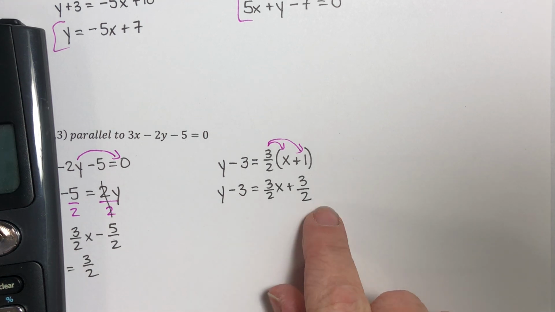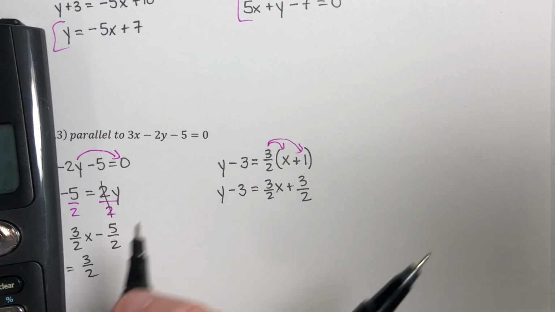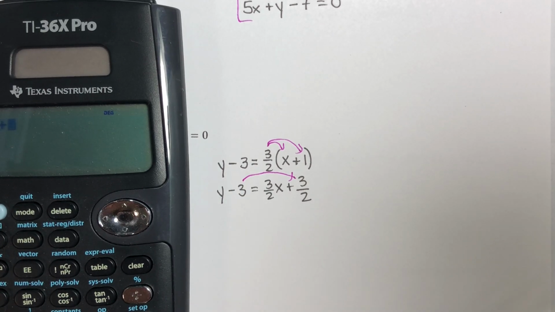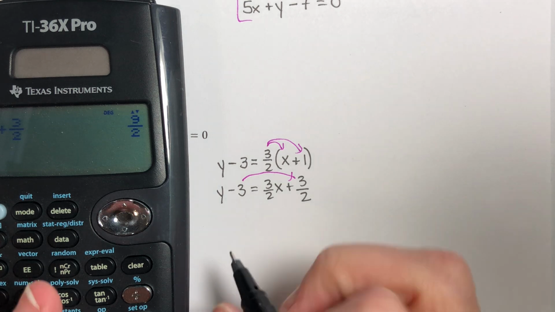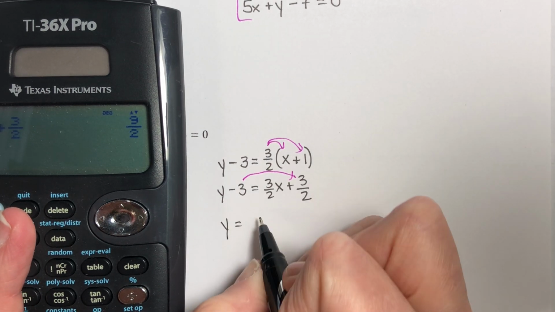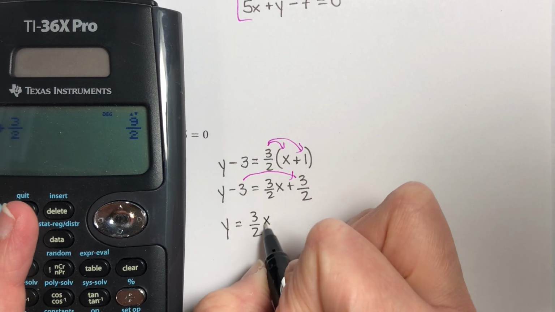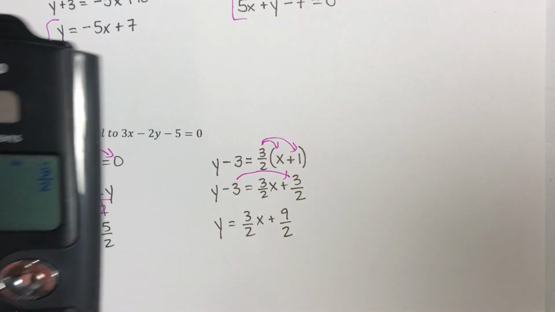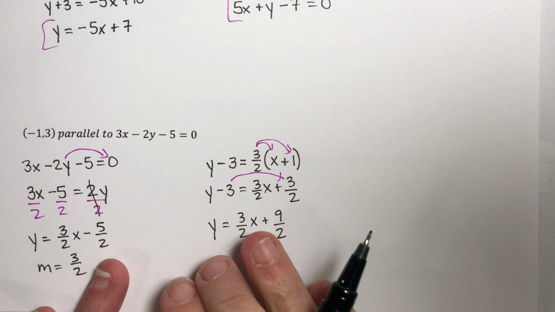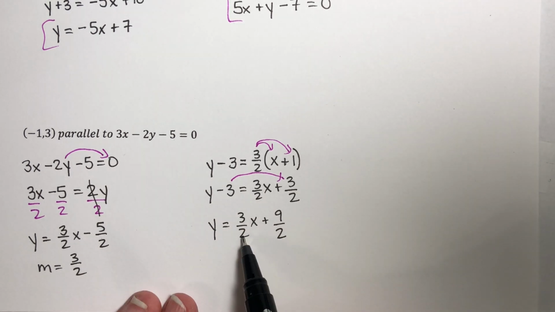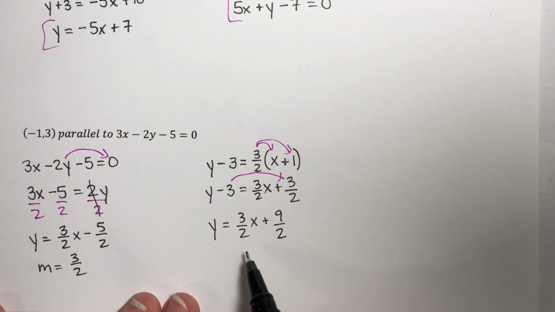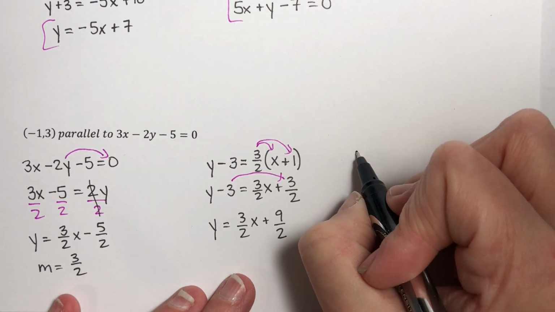Now I'm going to use my calculator to add 3 to 3 halves. So 3 plus 3 over 2 gives me 9 halves. So y is equal to 3 halves x plus 9 halves. Okay, so that's our answer in slope-intercept form. Now we need this to be in general form, so I'm going to recopy this.